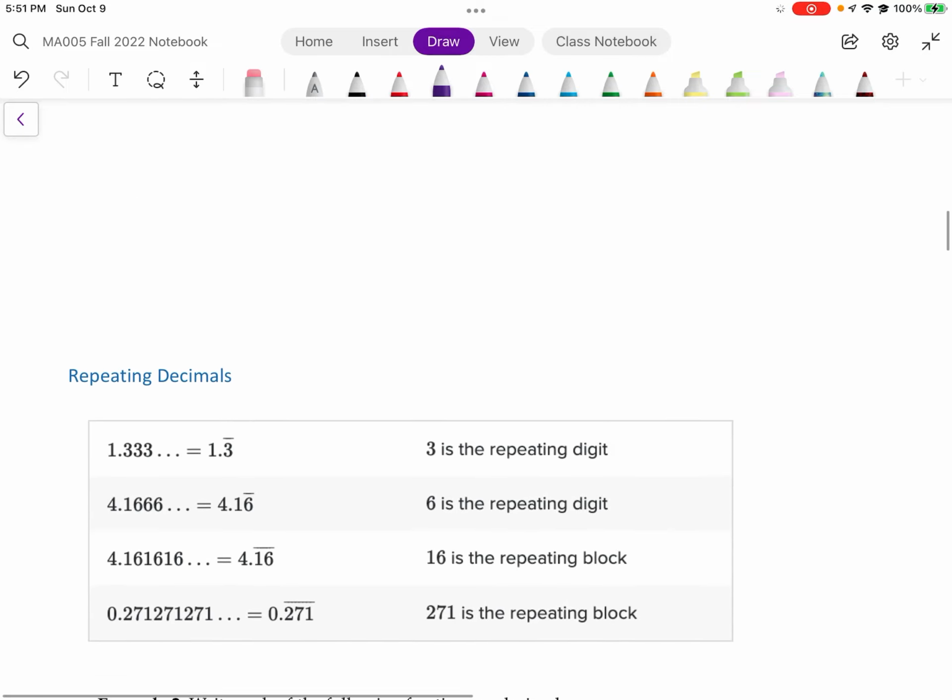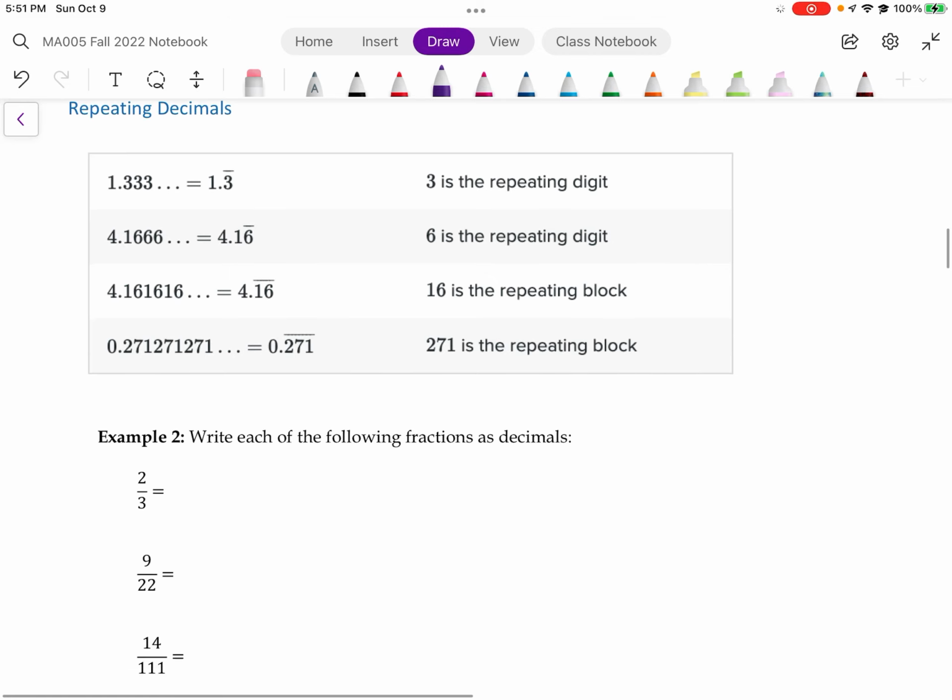So be flexible, be able to think about it in lots of different ways at this point. Okay, so repeating decimals. These are things you're going to get on your calculator. These are decimals that go on forever. So these are considered rational numbers because they repeat. If it didn't repeat in any way, shape, or form, it would be irrational. But these are rational. So if you look at the first one, 1.33333, we're going to say that the 3 is the repeating digit, and we're going to do that with this little line over the 3, saying the 3 is repeating.